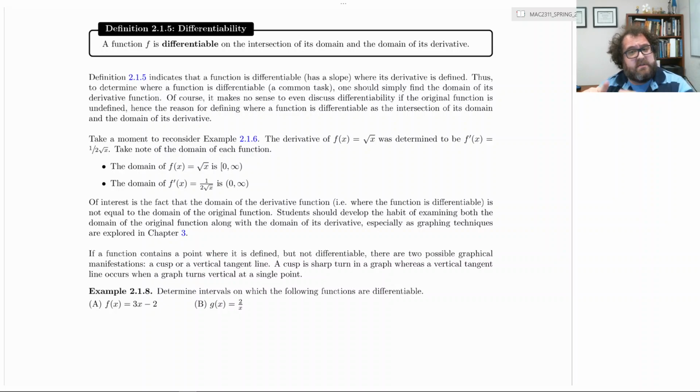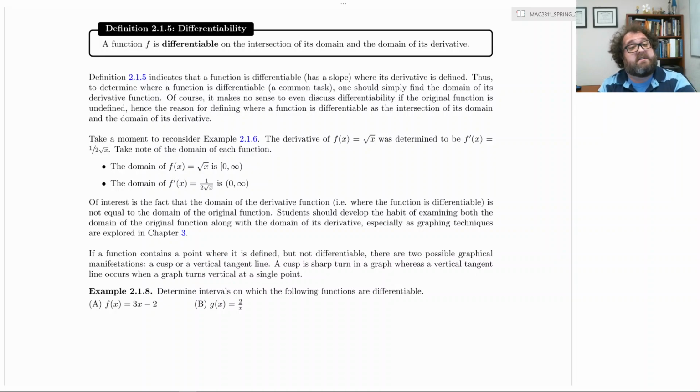But there actually is some more nuance to where a function is differentiable, and we'll talk about that in just a second. But definition 2.1.5 is very important because throughout this class, before we can use a certain theorem, we're going to have to figure out where the function is differentiable. Likewise, we'll have to figure out where it's continuous. We've already talked about continuity in the previous chapter, but now we need to talk about differentiability.